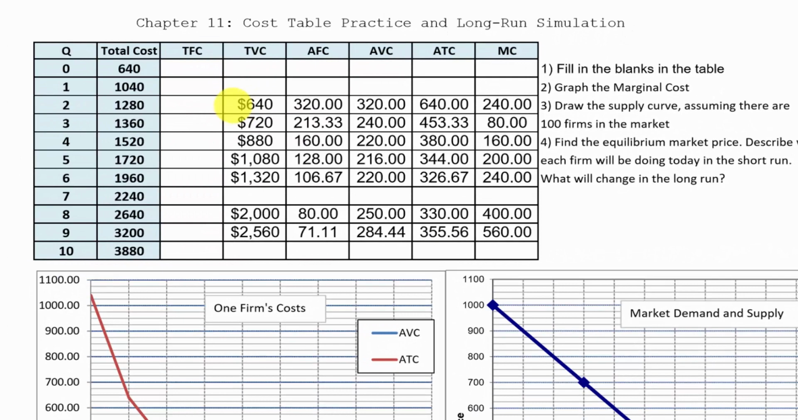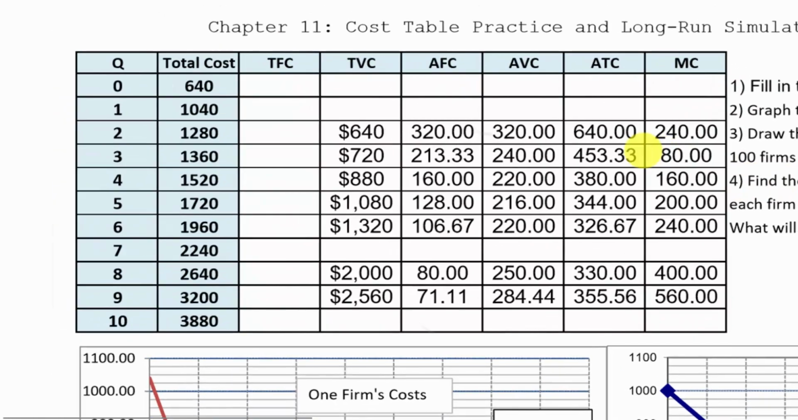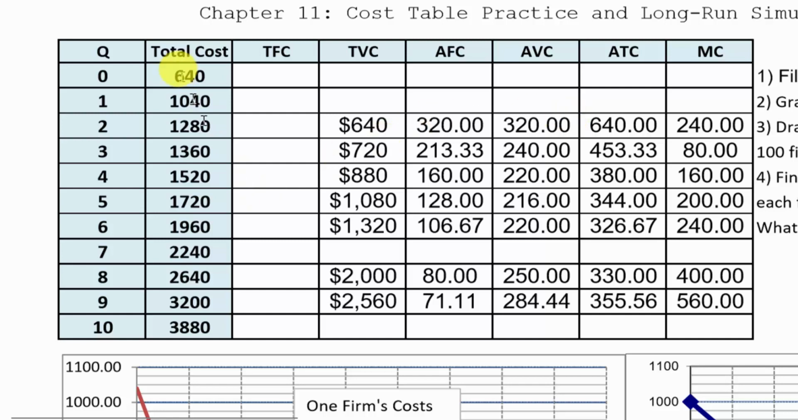Here we have a cost table. And as usual, what you're going to be given in the real world are just the first two columns, and it's going to be your job to fill out the rest of the table. But I filled out a lot of it so that we don't have to do all the drudgery every single time. But make sure you know how to do this. So the first step, as always, is to figure out what the TFC, or total fixed costs, are. And the total fixed costs are always going to be found right here.